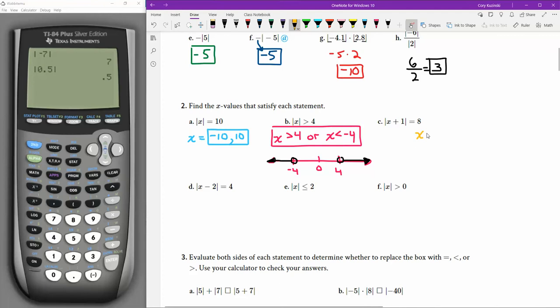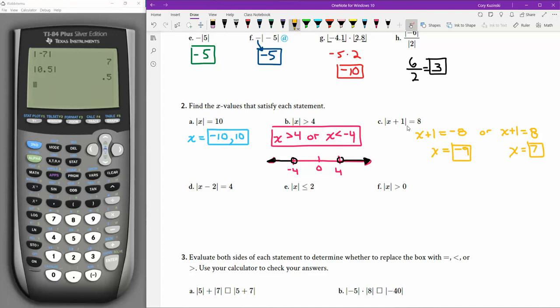Again, there's two answers. X plus 1 could be equal to -8, or x plus 1 could be equal to +8. So what we have to do is solve both of these equations. You solve them the same way. Subtract 1 from both sides. Subtract 1 from both sides. And x could either be -9 or 7.